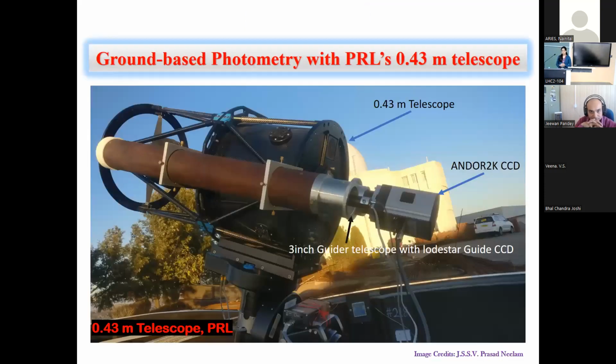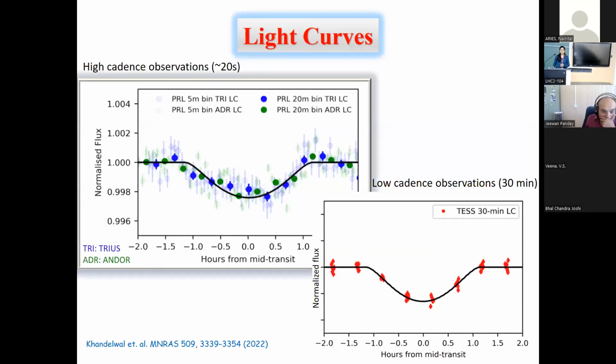So we did ground-based photometry with PRL's 43 centimeter telescope. This is the 43 centimeter telescope, and this is the light curve on the upper panel, which we collected the data from this 43 centimeter telescope, and for that we used 2 CCDs. One is the TRIAS and another is the Endor, and these blue points show the TRIAS data points, and these green points show the Endor data points. So we did take these observations in high cadence.